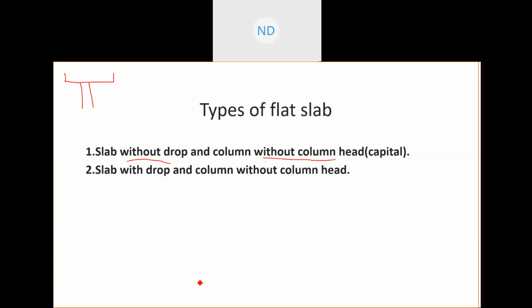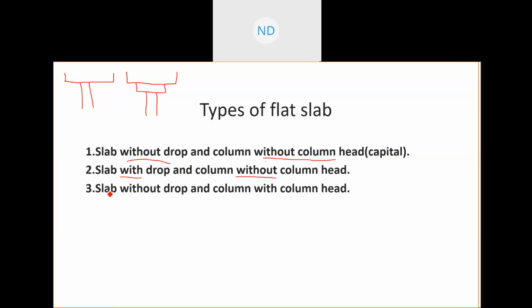Then next, if you see, slab with drop and without column head. That means you have this slab with a drop, but there is no column head. Directly below the drop panel we have the columns. Okay, this is the second type. The third type is slab without drop and with column head.